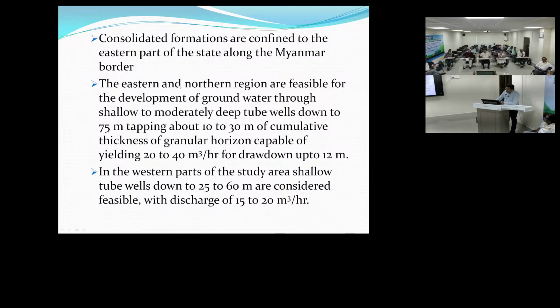And in consolidated, meaning hard rock areas, as I told, this is found along the eastern part of the state, along the Myanmar border. So the eastern and northern parts are feasible for groundwater development. Shallow to moderate wells, around 10 to 30 meters cumulative thickness. In the western part, shallow tubewells of 25 to 60 meters are considered feasible, with a discharge of 20 to 50 meter cube per hour.